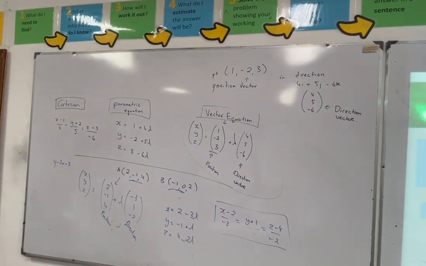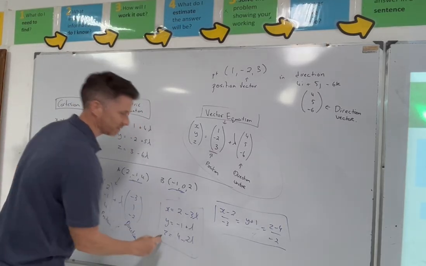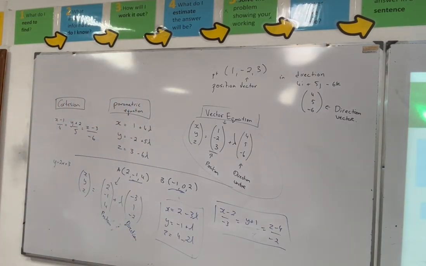Nice. Why is the lambda in front of the direction? It's just parametric equations. Oh, you're too far. Oops. Yes, I did Cartesian. I read this wrong. Well, we did all three.